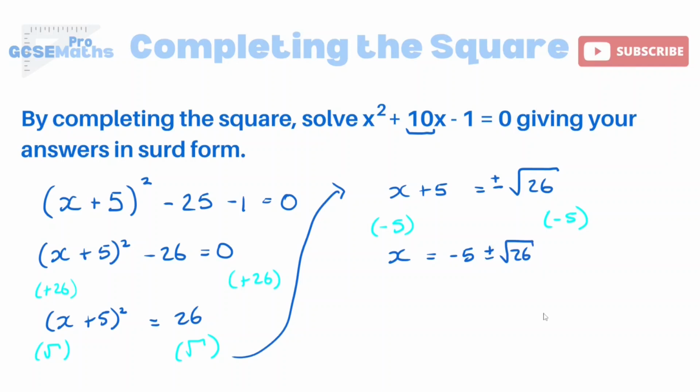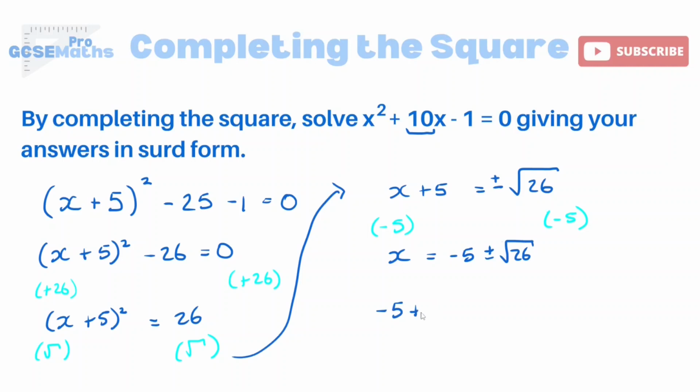Now, if you can simplify the surd, I would do that. It might be in a calculator exam, so you could just put root 26 in your calculator. But this one doesn't simplify, and just leave it like that. Okay, so technically I would leave it like this as my answer, but I'll just show you what I mean by two answers.